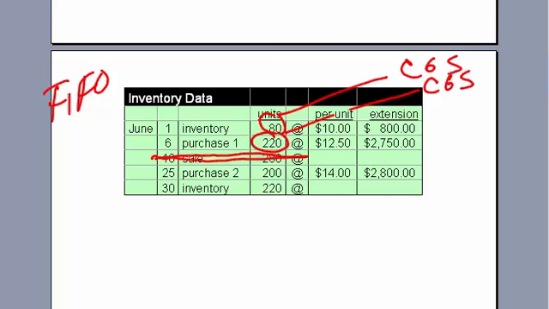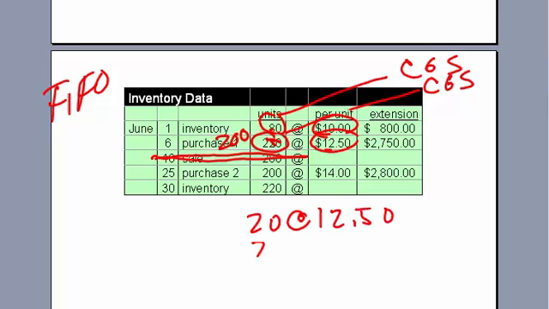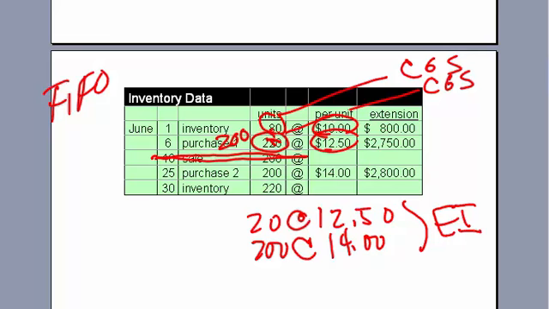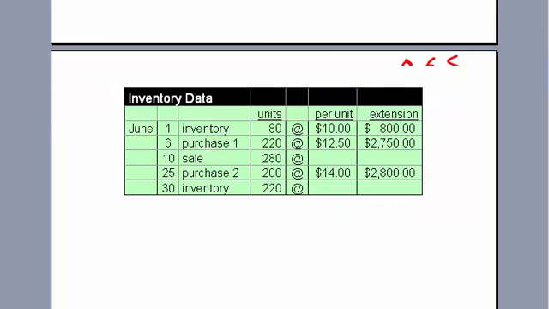So that gives us 300? And nope, we have to back that off because we sold 280. So only 200 of the 220. So 200 of the units at $12.50 and 80 at $10 go to the cost of goods sold. What that means is this other 20 units at $12.50 and then the 200 units at $14 become our ending inventory. When we do the LIFO method, this reverses.